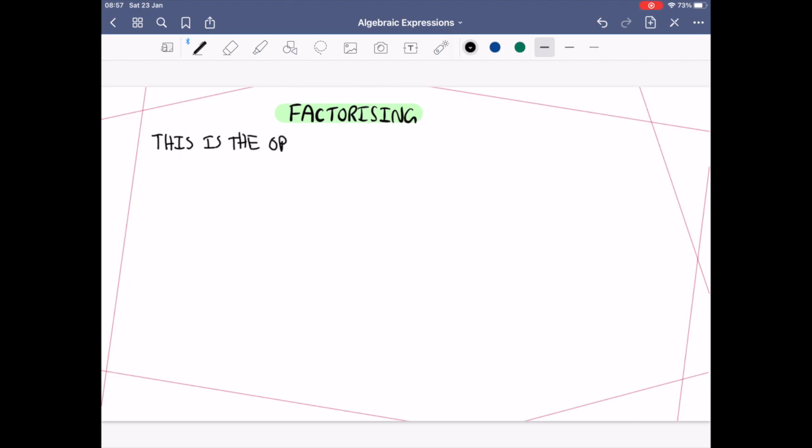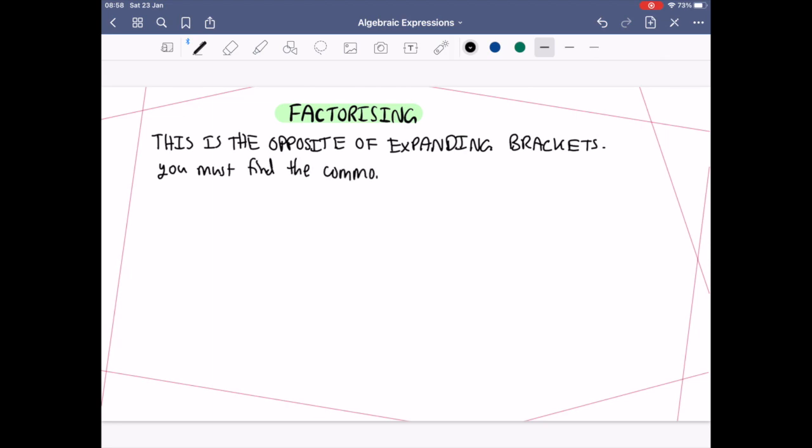And now we have factorising. This is the opposite of expanding brackets. What you have to do is find the common factor of an expression and take it out. What that means is you, in a way, divide by it, and then you put it outside in a bracket.